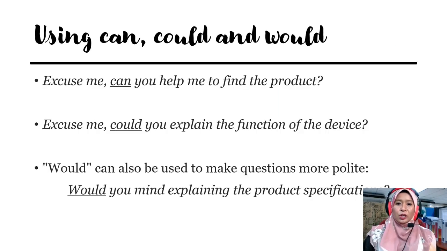In informal situations, you could use the word can in a direct sentence. Can is considered to be incorrect for written English, in particular because in the past, it was not a word used when asking for something. Saying may I have instead of can I have is preferred in some places. Questions with can are made more polite by using could or would. Using can, could, and would. The example. Excuse me, can you help me to find the product? So if you want to be more polite, you can say, excuse me, could you explain the function of the product? Or you can also use would to make the question more polite. For example, would you mind explaining the product specifications?